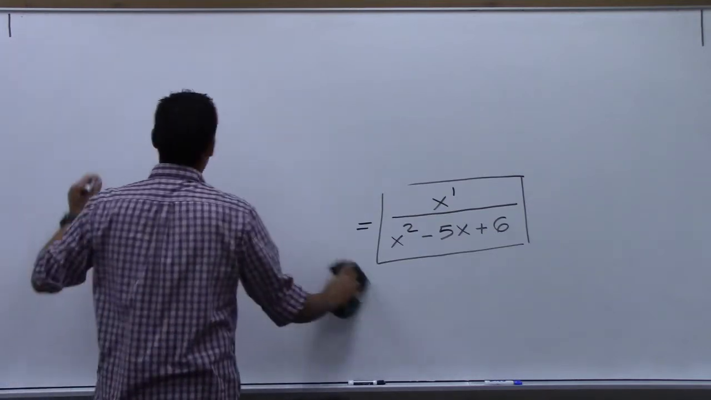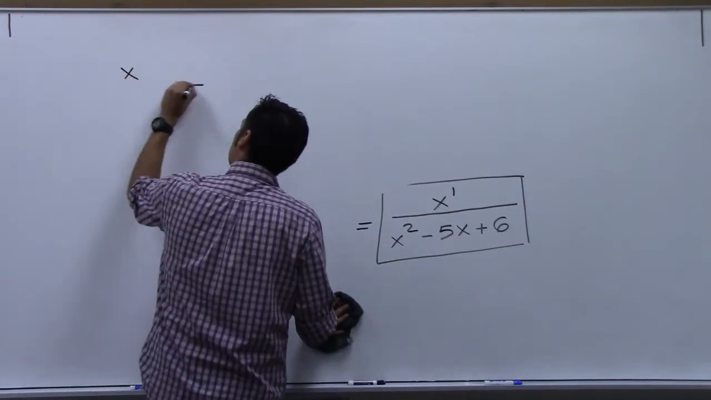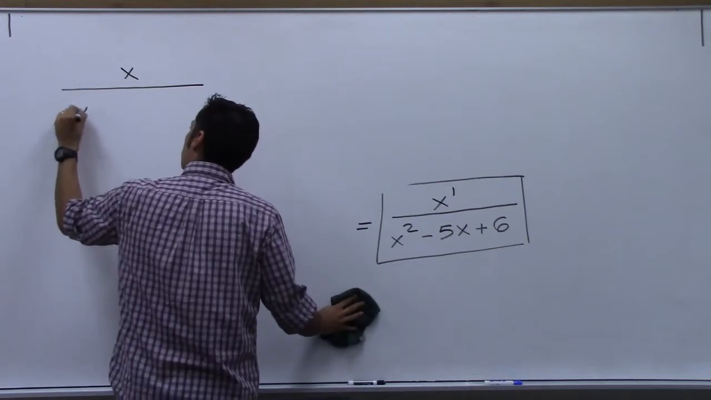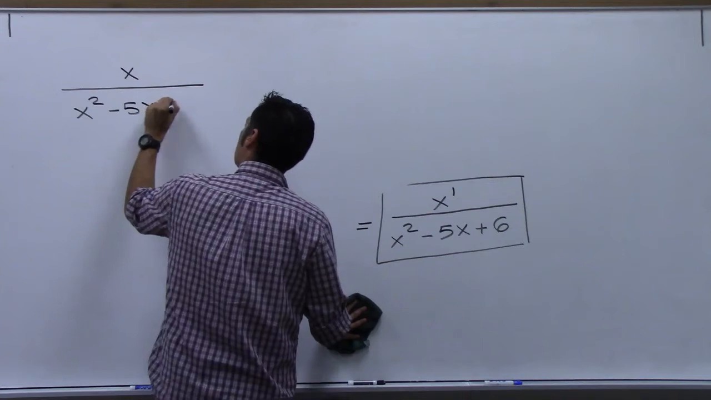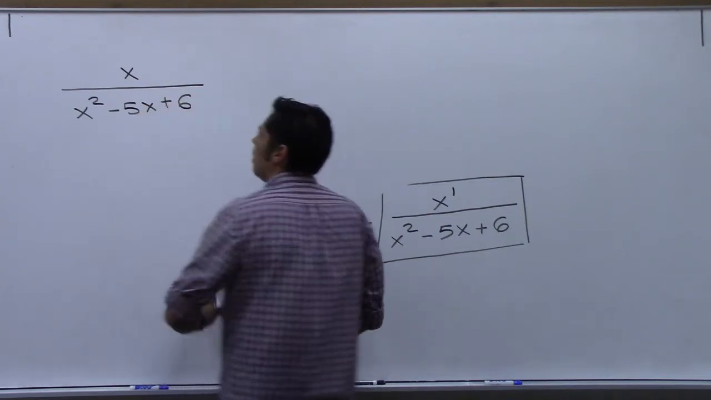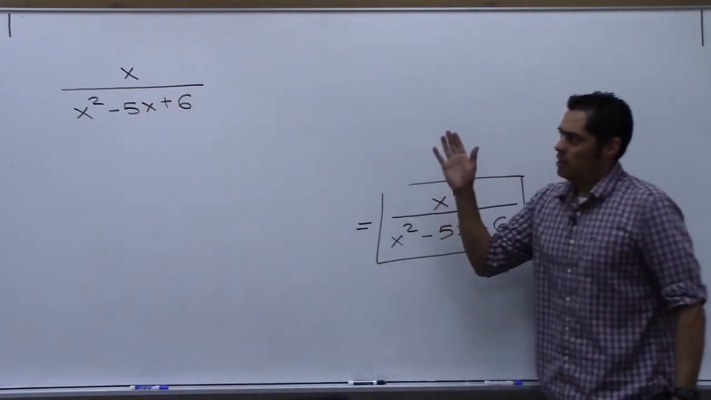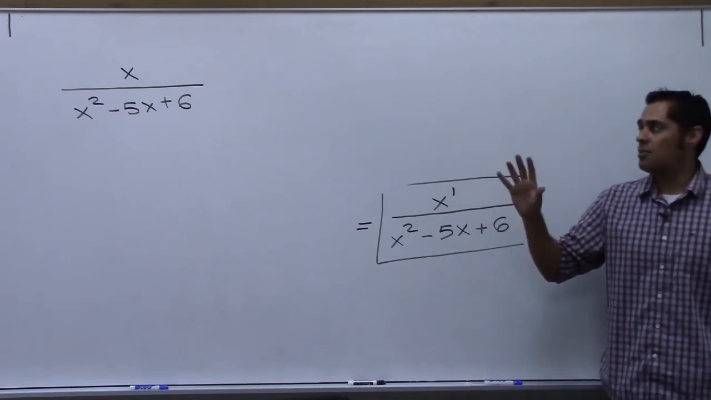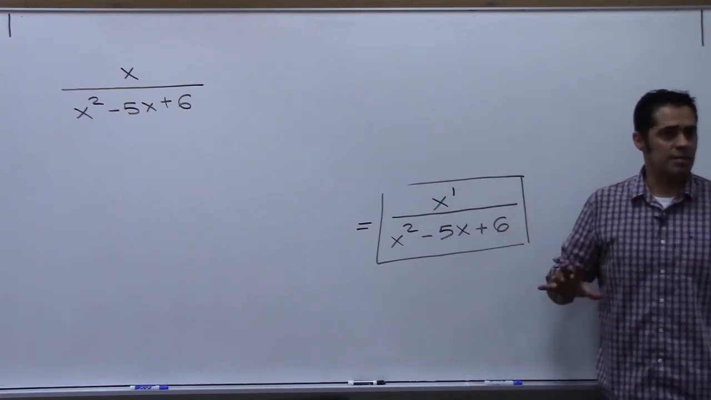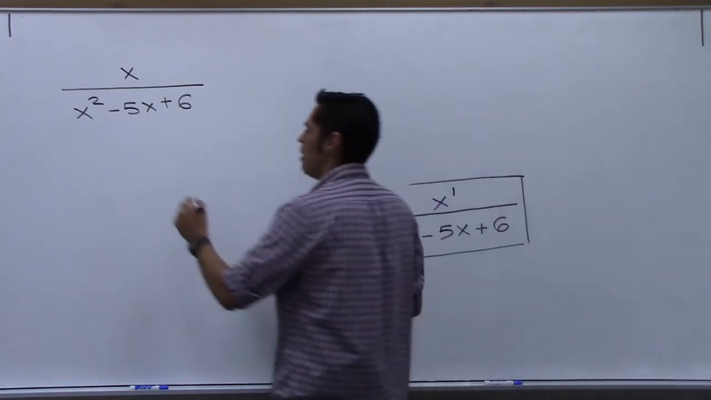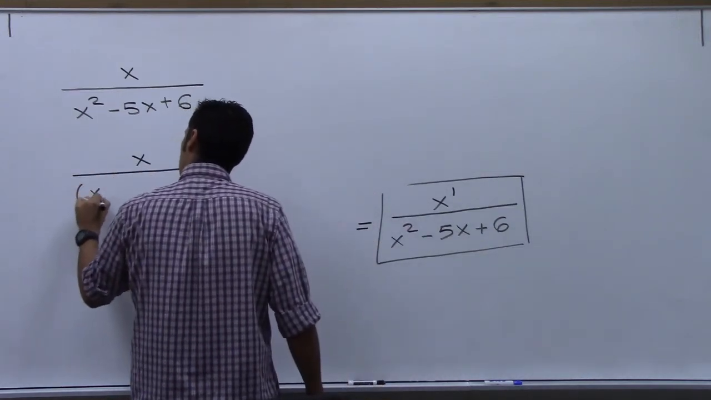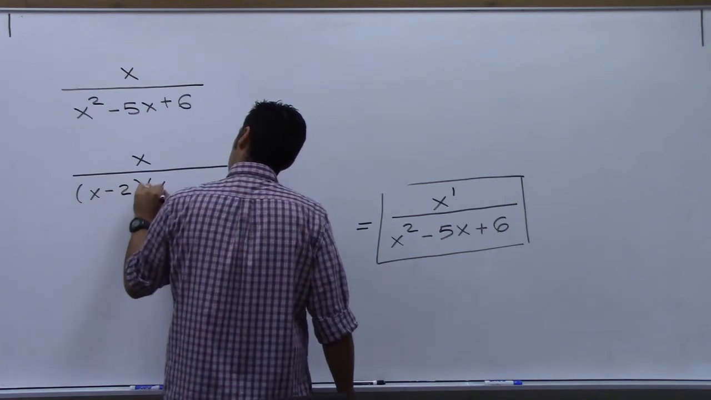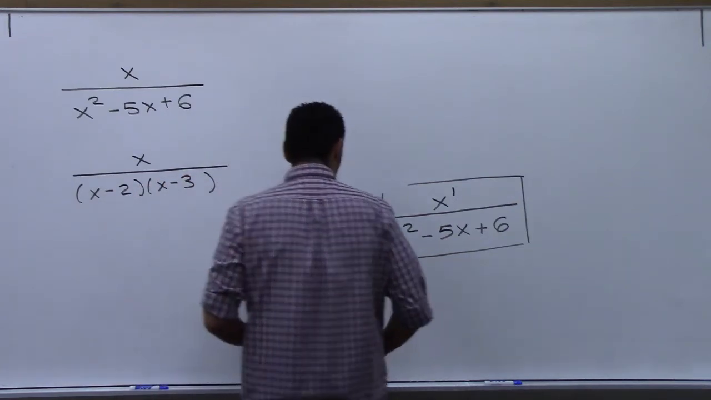So here's what I know. I'm trying to break this thing down. And I'm going to look at this and say, can I factor the denominator? Yes. So try and factor the denominator right now. And this turns into (x - 2)(x - 3). All right.